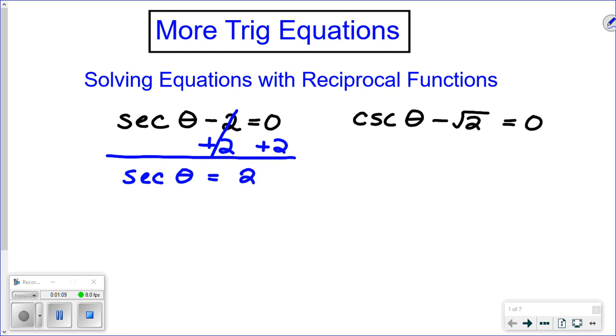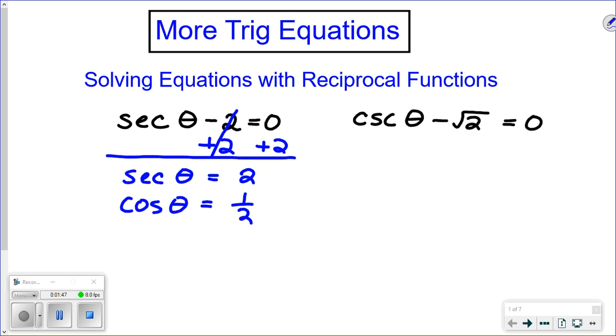Okay, so after you get the trig function by itself, then what we want to do is change the trig function to its reciprocal. So for example, secant is the reciprocal of cosine. So we know if secant of theta equals 2, then cosine of theta would equal 1/2. 1/2 is the reciprocal of 2. Okay, once you make that change, then you just proceed like you already know how.